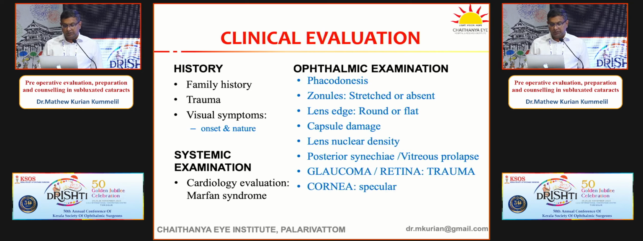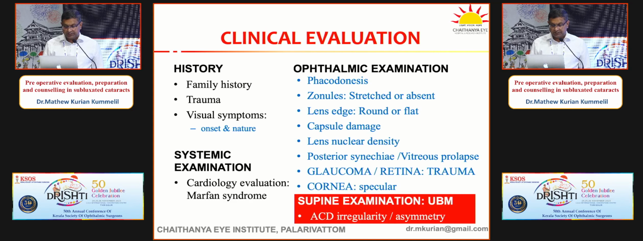Good glaucoma evaluation is necessary, especially in the presence of blunt injury. Look for iridodialysis, angle recession, and cyclodialysis. Do a retinal evaluation to look for retinal dialysis or a choroidal rupture. And in the cornea, assess the specular, because there will be a lot of intraoperative manipulation, which is going to be critical if the cornea is already compromised.